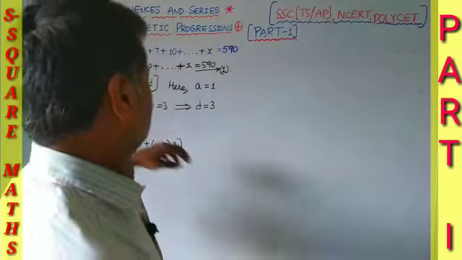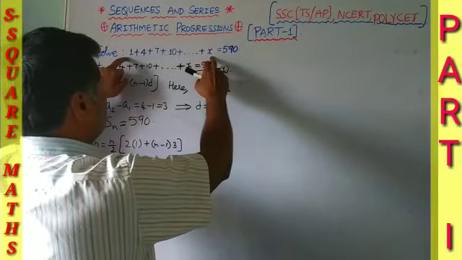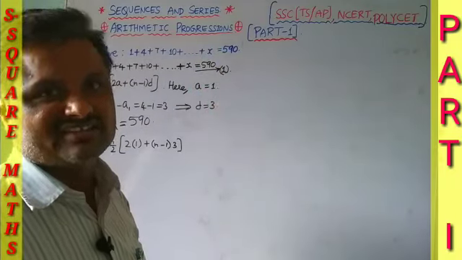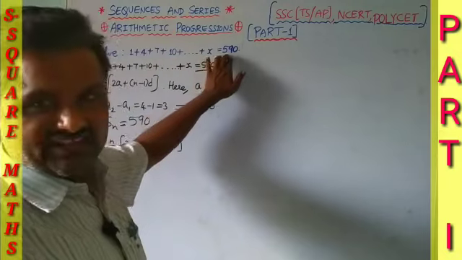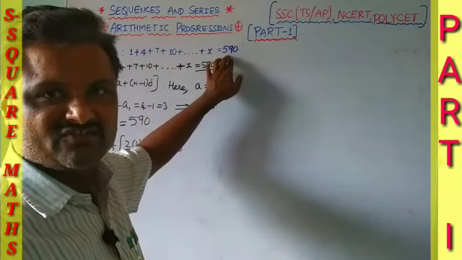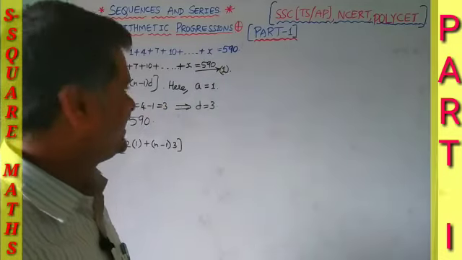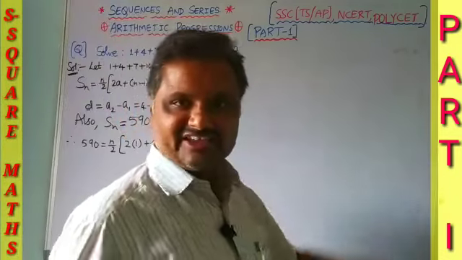Whether the number of terms may be 15 terms, 17 terms or some 46 terms, etc., to give the result as the sum of the terms 590. So we have to determine the value of n first. Later we will get the value of x.